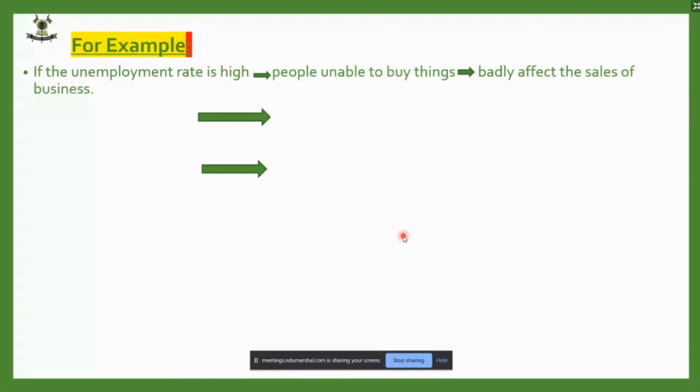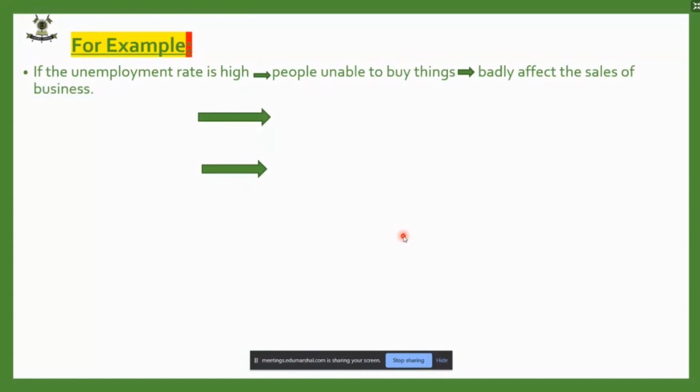People are unemployed, no money is there, people are not able to earn. If they're not able to earn, they'll not be able to buy things. So what is going to be affected? The sales are going to be affected. If there are no sales, the production is going to be affected. So the effect has come on the business organization. So if the unemployment rate is high, it is going to have an impact on business sales. So it is a part of the economic environment.